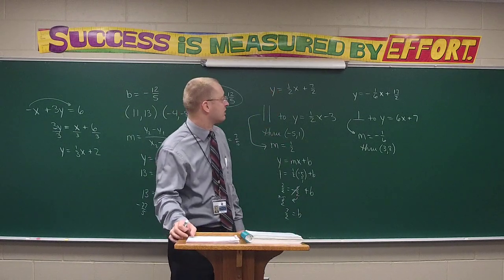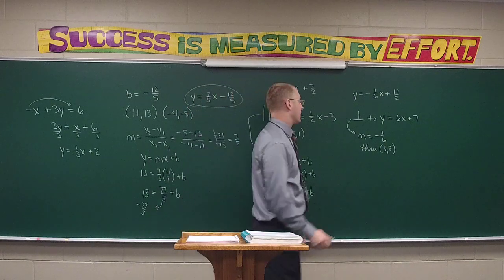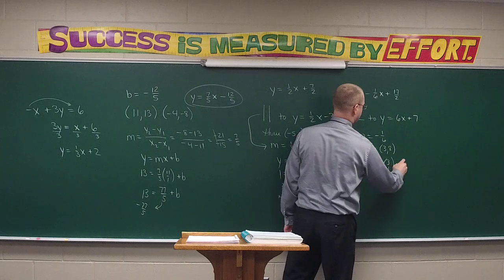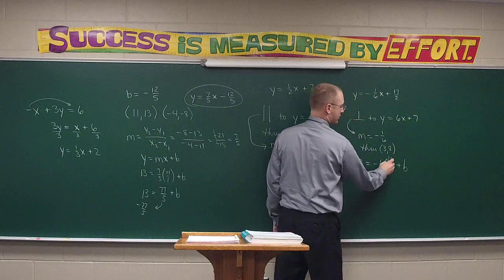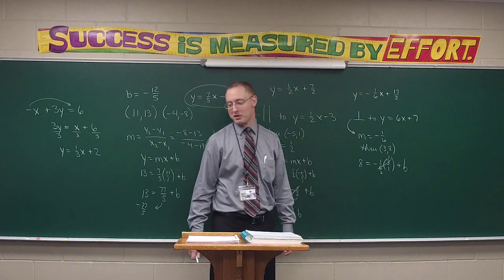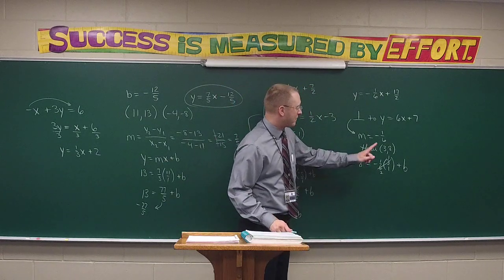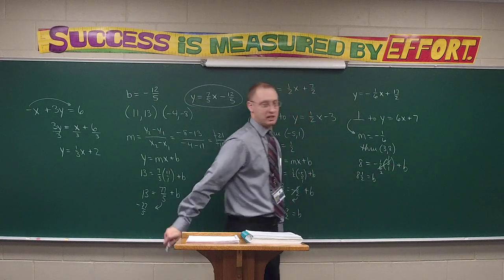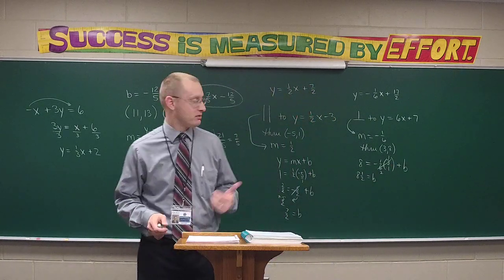8 equals negative a sixth of 3 over 1 plus b. We're going to bring the negative a half over as a positive a half to get 8.5 equals b. So that's what we should do.